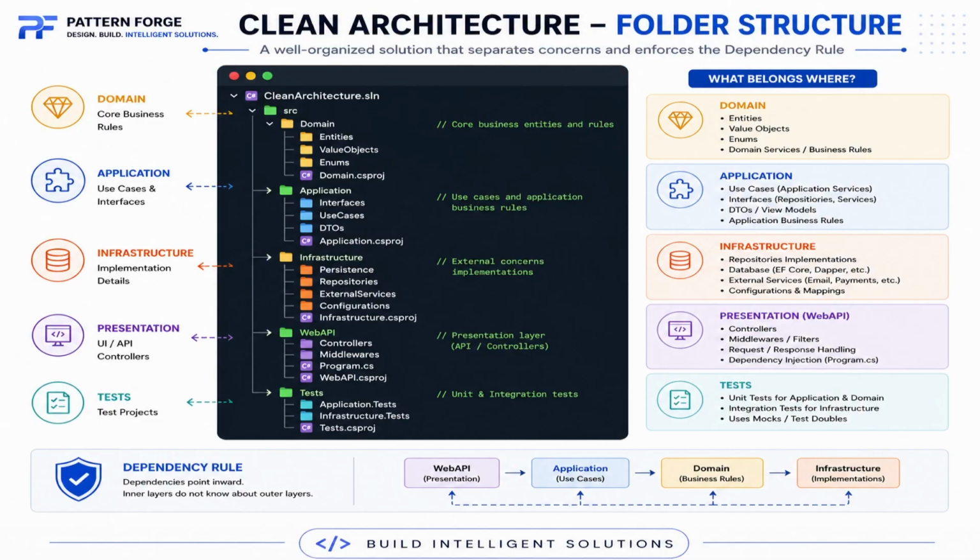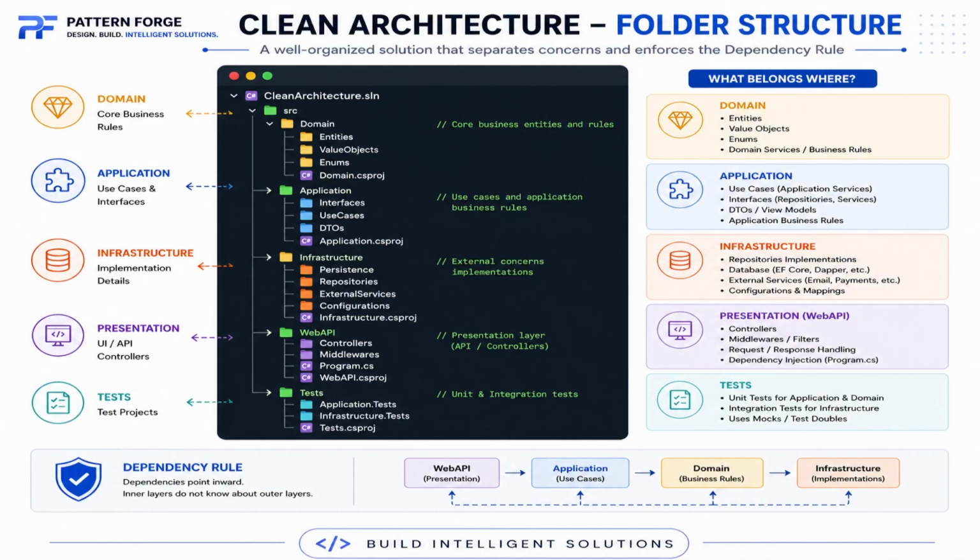At the center, we have the domain project. Think of this as the heart of your application. This project contains your business entities, business rules, value objects, domain events, and everything related to your core business. Notice what is not there. There is no Entity Framework, no SQL Server, no ASP.NET Core, no external frameworks. This project focuses only on the core business.